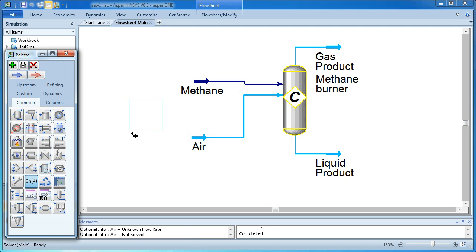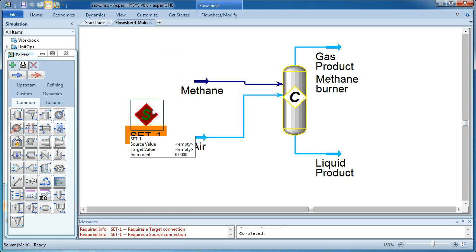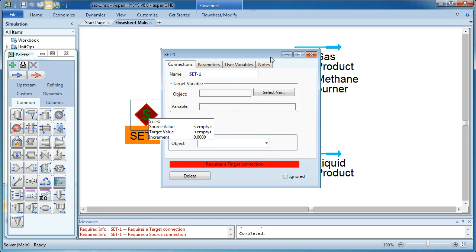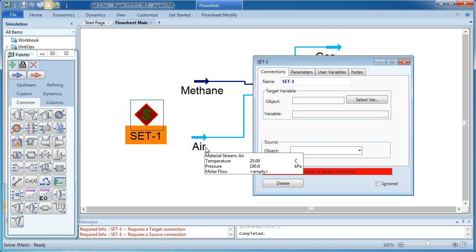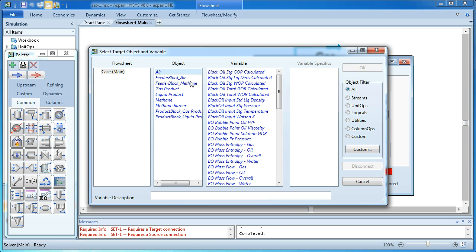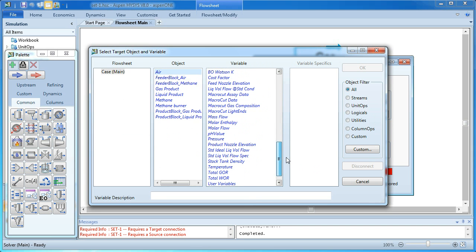So we put our set block in here, and we're going to use this set block to adjust the air flow rate to make it a stoichiometric flow rate with respect to the feed of methane. So what we do is we double click on that set block. The target variable, the one that we're targeting to change, is this air flow rate here. So we'll select that air flow rate, and it's the molar flow rate of air that we want to change.